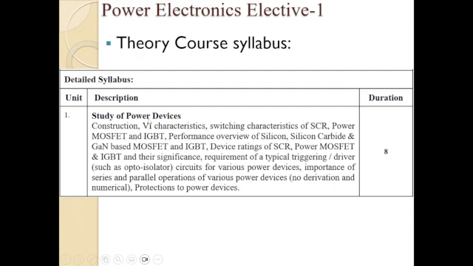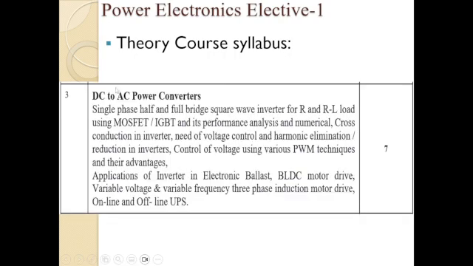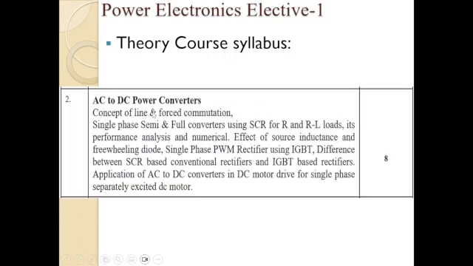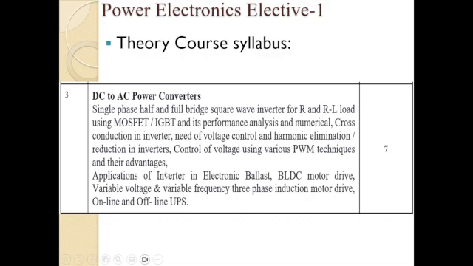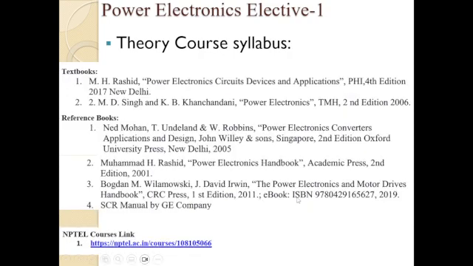Unit 1 is completely devoted to power devices like SCR, silicon controlled rectifier, power MOSFET, and IGBT. Here we learn the basic fundamentals of the power devices which are used in power converters. The second unit is AC to DC power converters. The third is DC to AC power converters, and here we are going to study the applications of these power converters also. The fourth unit is dedicated to DC to DC and AC to AC power converters and their applications. So it is a total 30 hours course.